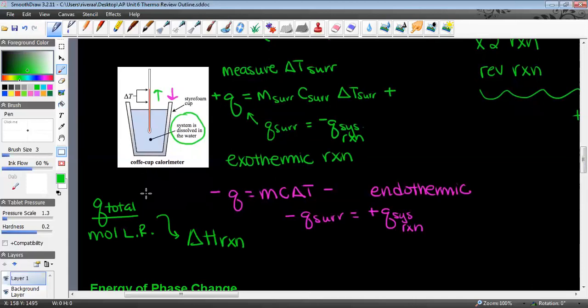I don't remember. I did these problems a long time ago. I'm trying to think if one of these problems, I think one of the FRQs on the website, is a calorimetry problem. Any questions there? Okay.